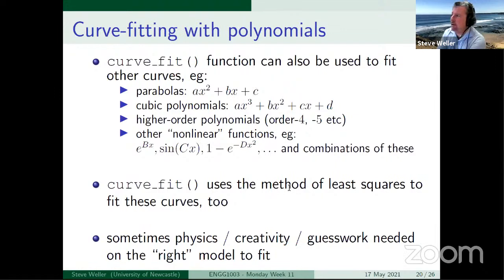All sounds pretty easy. There's two issues we need to deal with, one of which I've already mentioned before. Least squares curve fitting with complicated high order nonlinear functions is tricky, and it's possible to get stuck at the wrong value of the parameters. That's tricky, can't avoid that. It's beyond the scope of this course. That's the first issue. The second one, which is the one I do want you to think about, is that sometimes you need some physics or some creativity, or I'll be honest, some engineering intuition or even some guesswork in order to find the right model to fit.